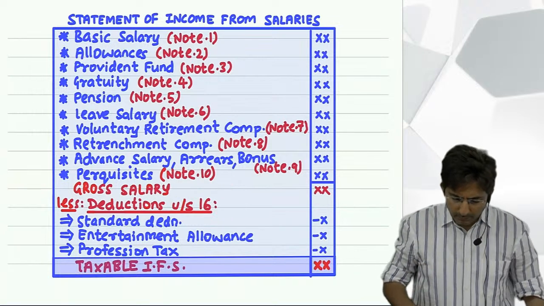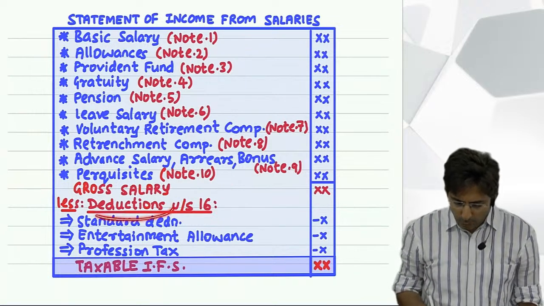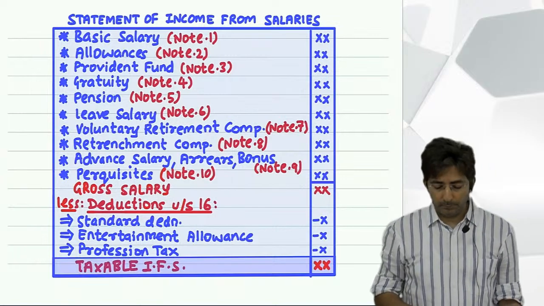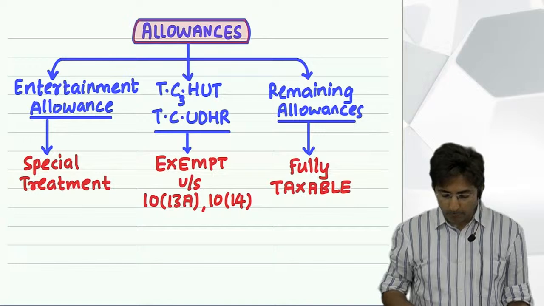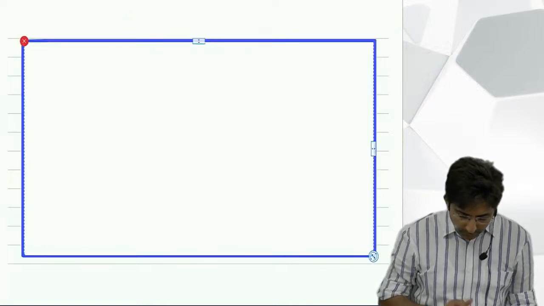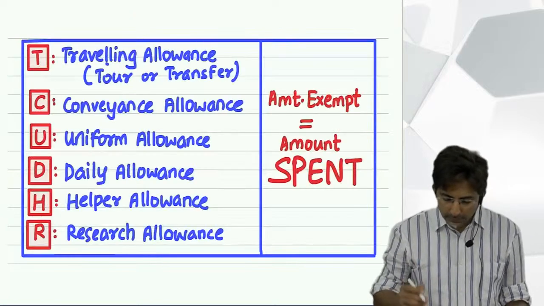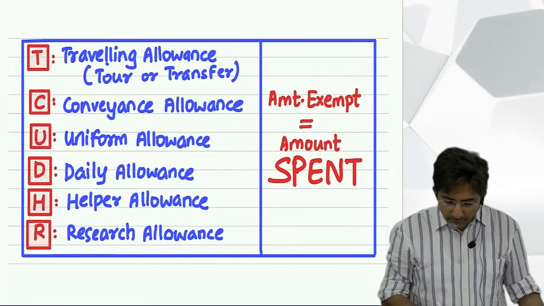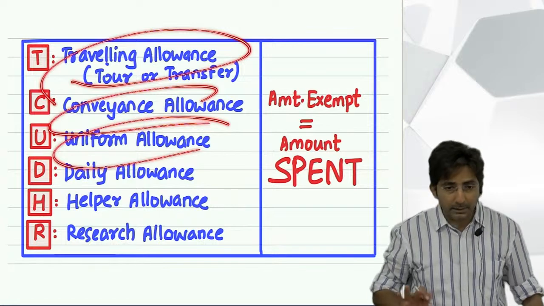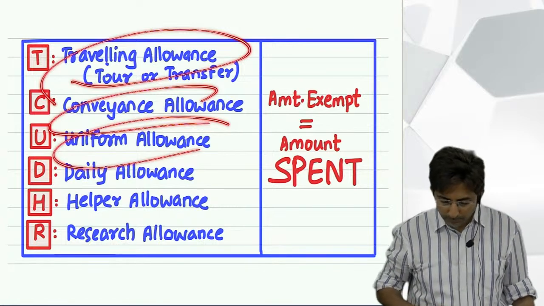Now see, as I told you, deductions are what? They are for the expenses. If you remember in income from other sources, what is written here? Okay, this I didn't show. Just see once: traveling, conveyance, uniform. Amount spent. Okay. Anyway, this is taught.